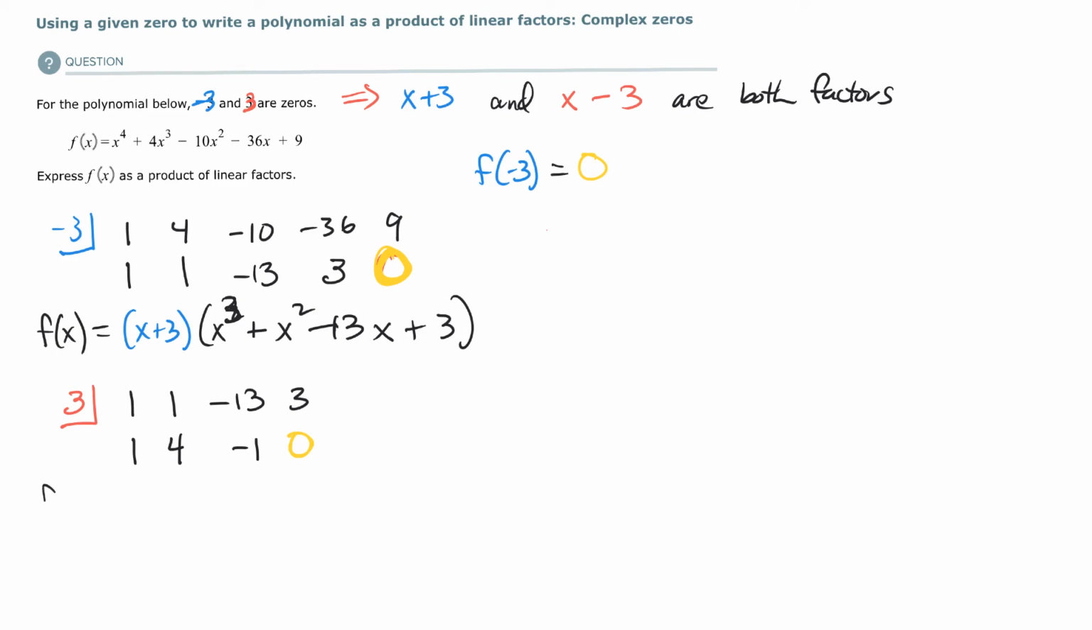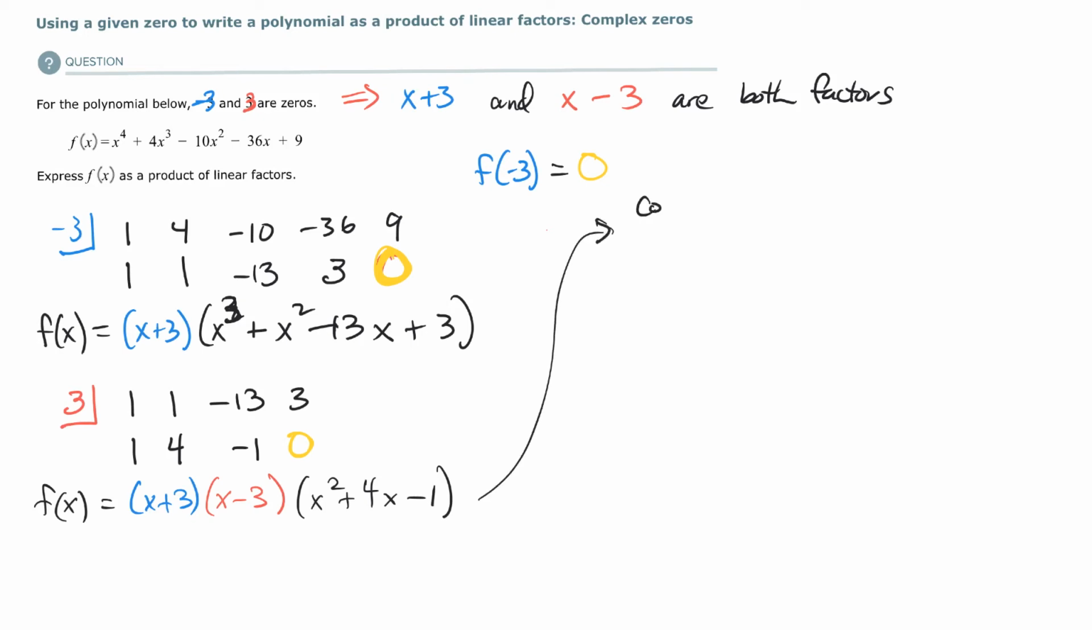And once again, you rewrote f of x to be something nice. You rewrote f of x to be x plus 3, and now it is x minus 3. And then what is left over? X squared plus 4x minus 1. And now we just got to factor that last quadratic expression. And how do we do that? Well, let's see if we could find the rest of the zeros. If we could find the rest of the zeros, then we're in good shape. So why don't we consider this?